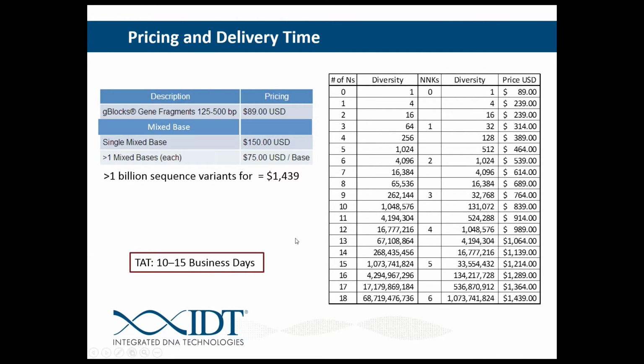Finally, I want to mention the pricing and turnaround time of our gBlocks libraries. So our gBlocks libraries are priced the same as our 125 to 500 base gBlocks gene fragments as a base price. And then we tack on a fee for each mix base that is added into the sequence. So for the first mix base, we add $150 US, and if there's more than one mix base, we add $75 per mix base. Of course, these are US dollars. The prices vary slightly if you're outside of the US.